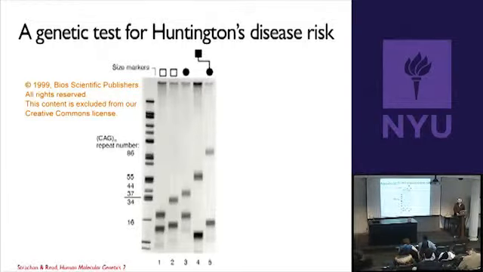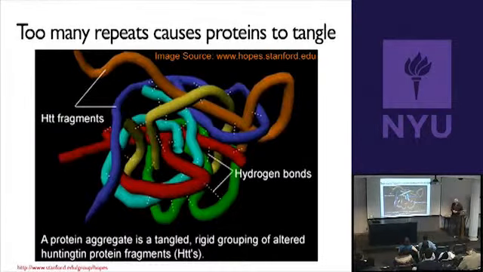So this is a sort of rendering of what that would look like. These HTT fragments are basically proteins from this gene. The disease is called Huntington disease. The protein is called huntingtin. So these are a bunch of fragments of huntingtin protein. And the longer they are, the more repeats they have, the more likely they are to form these tangled messes. And in general, you don't want your proteins to be in a tangled mess.